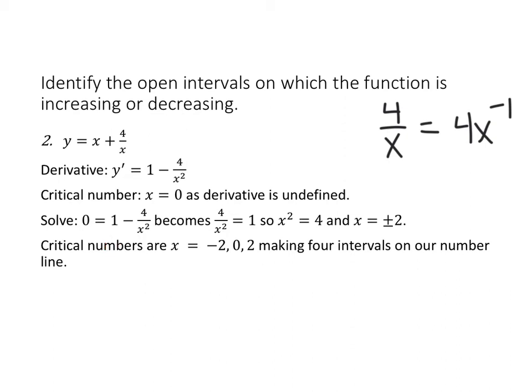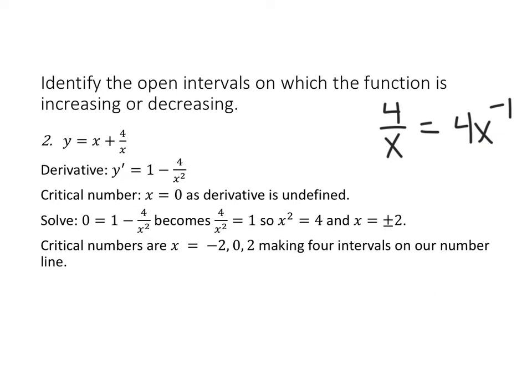Set the derivative equal to 0. If 0 equals 1 minus 4 over x squared, add the ratio to both sides. 4 over x squared equals 1. I'll multiply both sides by x squared. My 0 is taken care of, so that's not a problem. X squared equals 4 tells me x equals plus or minus 2. Our critical numbers are -2, 0, and 2.